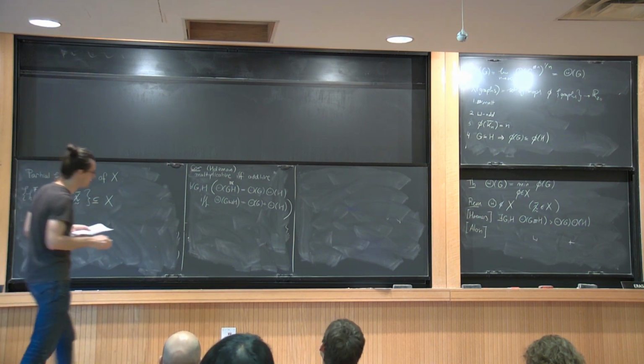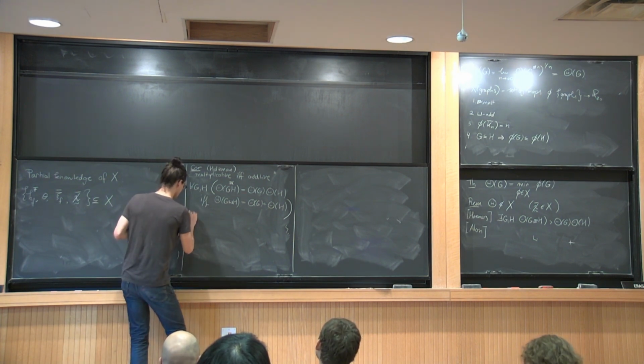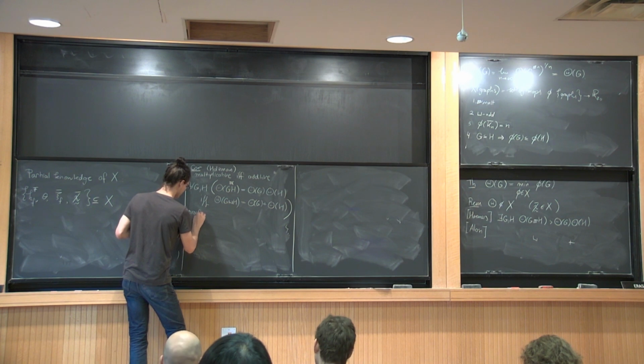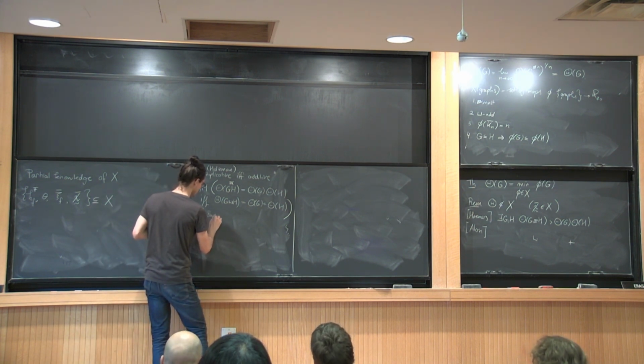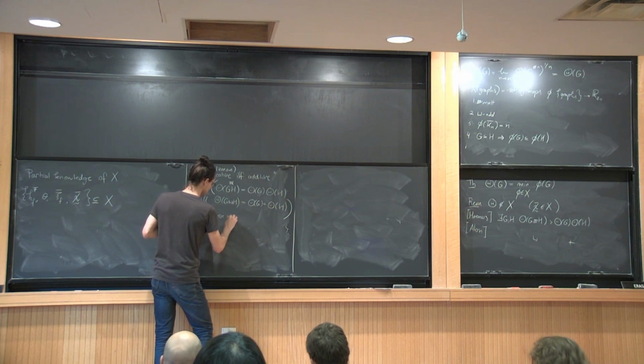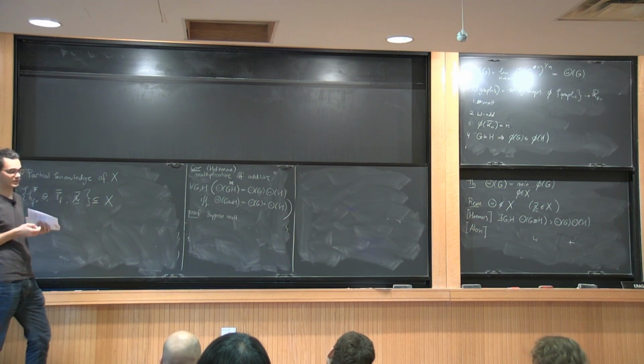So let's do the proof. Let's do one direction of the proof because it's actually a nice proof. So let's say we suppose that we have multiplicativity. Yeah, so we start with the top statement.